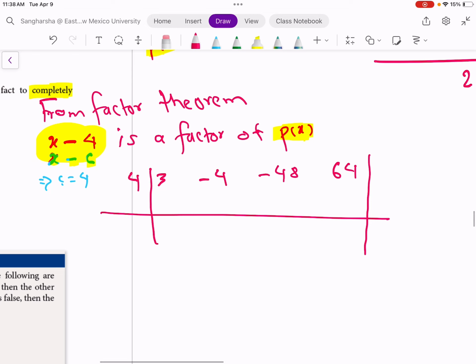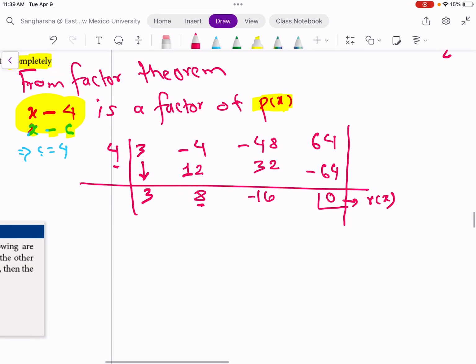So let's drop our first coefficient. You drop the first coefficient and multiply by c. 3 times 4 is 12, and right below the next coefficient we have 12. We are not changing sign. Negative 4 plus 12 is positive 8. Now we multiply 8 and the c. 8 times 4 is 32. Negative 48 plus 32 is negative 16. Negative 16 times positive 4 is negative 64. So we have 0, and this 0 is our r of x.